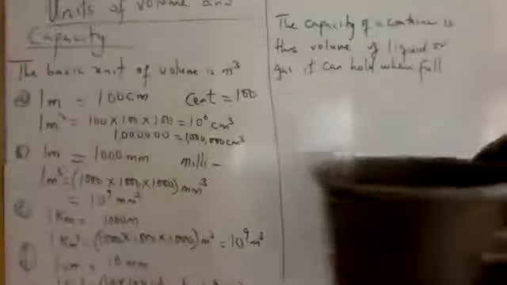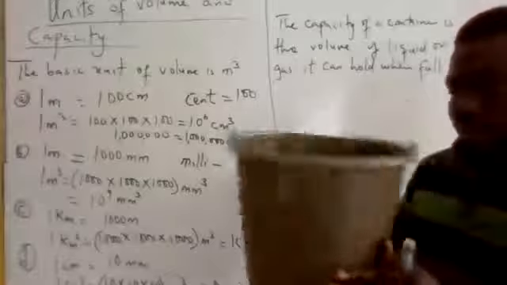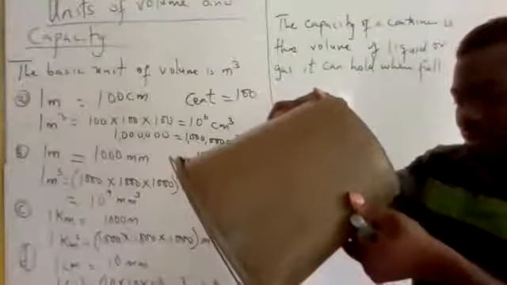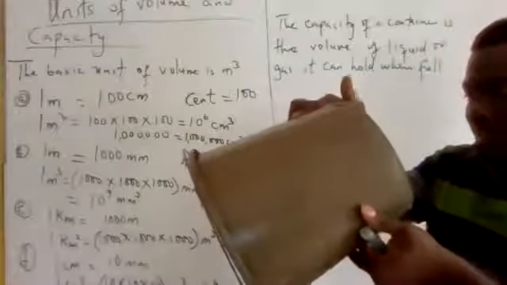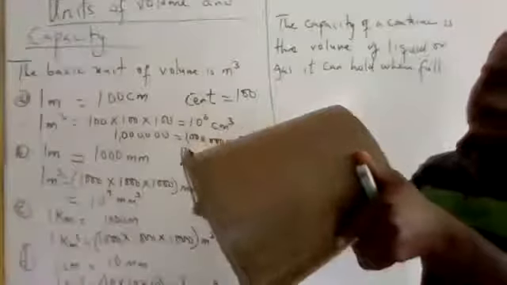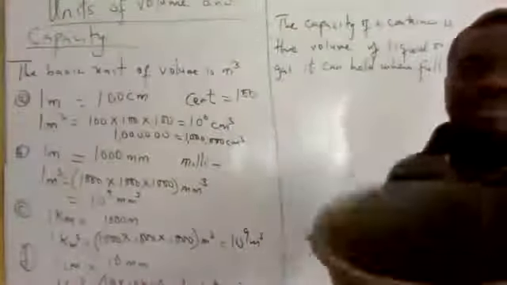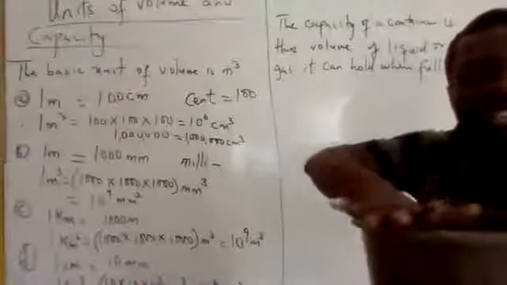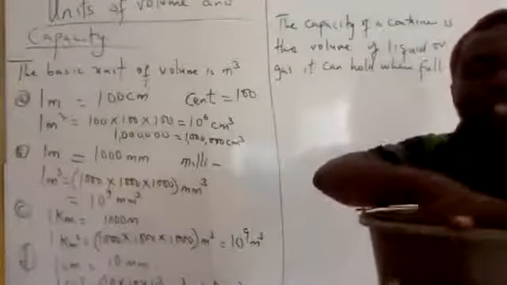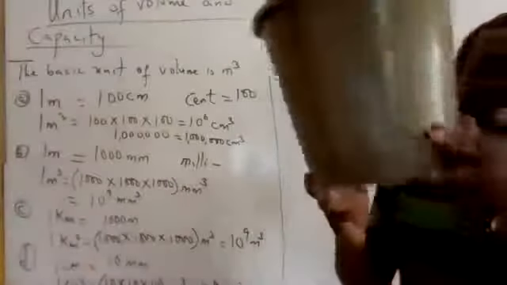Looking at these buckets that we have over here, usually it's written on it. Okay, this is 11 liters. So it tells you that the capacity of this bucket is 11 liters, meaning that when it is full, it can contain 11 liters of water. That is its capacity.